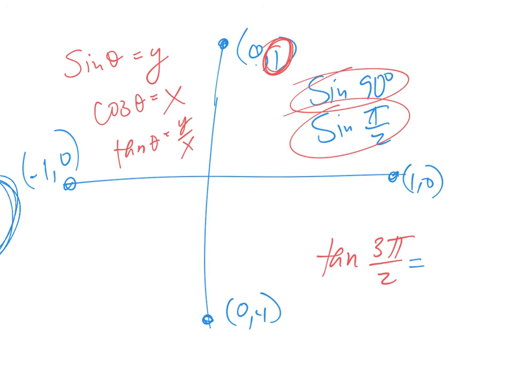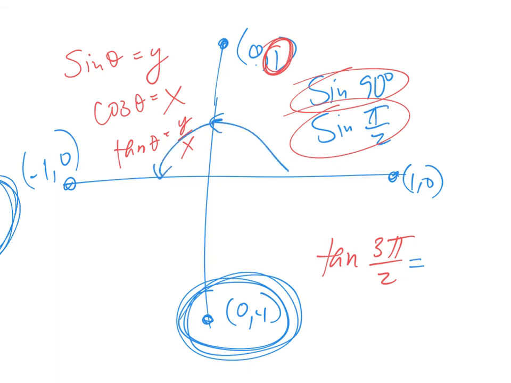Julian, what's the point at 3 pi over 2? Julian A., are you with us? Okay, so there's 4 points up there: (0, 1), (1, 0), (0, -1), and (-1, 0). Which one is at 3 pi over 2? I don't know. Okay, memorize this one. This spot right here is where 3 pi over 2 is. Here's 1 pi over 2, here's 2 pi over 2, here's 3 pi over 2. So it's (0, -1).